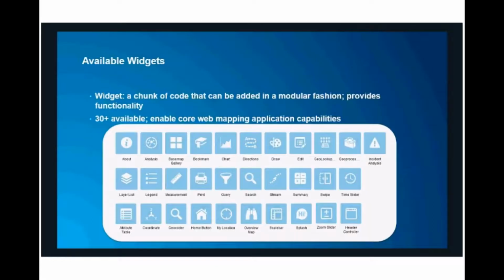So we have a number of widgets. Basically, a widget is a chunk of code that can be added in a modular fashion, and it enables you to extend your functionalities. As you can see, among the first three we have About, Analysis, and the Basemap Gallery. And let's look at the last three. We have the Splash, Zoom Slider, and the Header Controller. These, among many more widgets, you can use to carry out the tasks that you would like to.